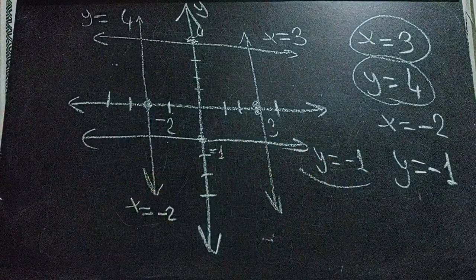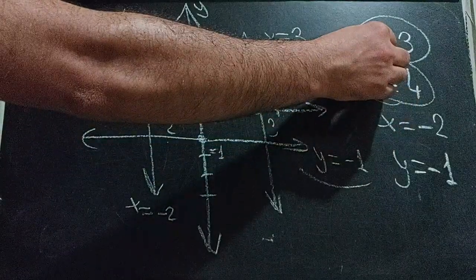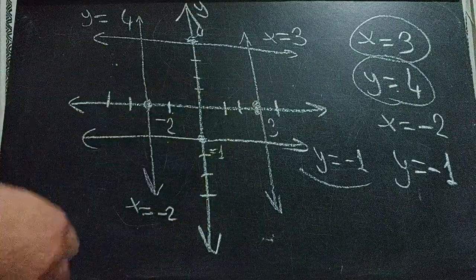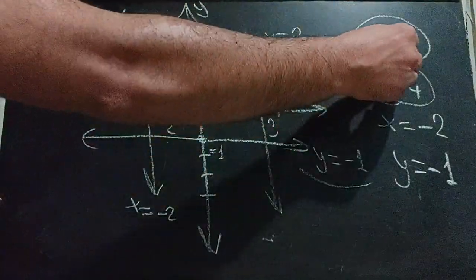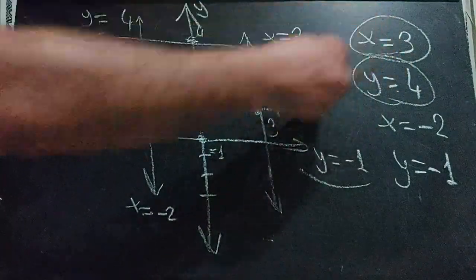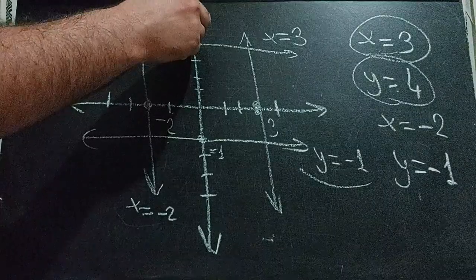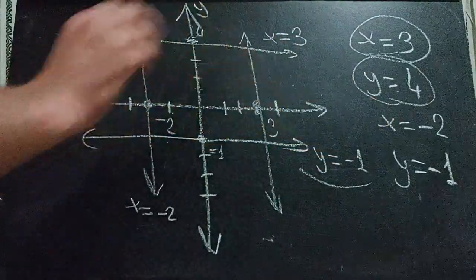Alright, see, there is no x there, there is no y there. And at that time you draw like this. Doesn't matter what number you have. When you don't have y, that line is going to be on the x and parallel to y-axis. When you don't have x, that line is going to be on the y and parallel to x-axis.